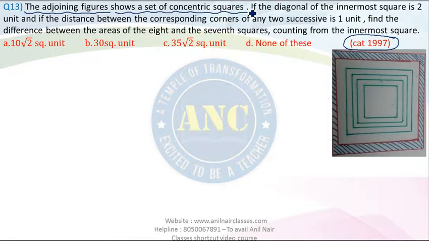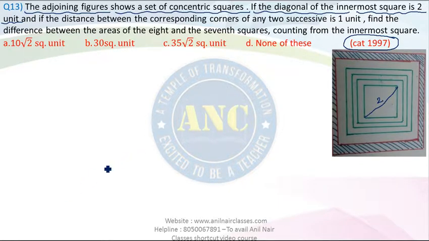What is the meaning of concentric squares? Concentric squares means all the squares have the same center. That is the meaning of a concentric square. That is the first point. The second point says, if the diagonal of the innermost square is 2 units, this innermost square diagonal is given in the question as 2 units.